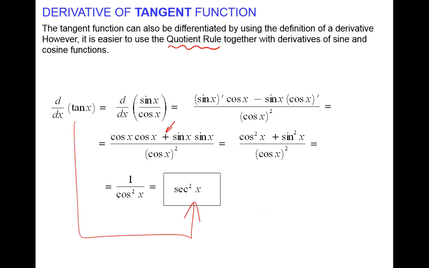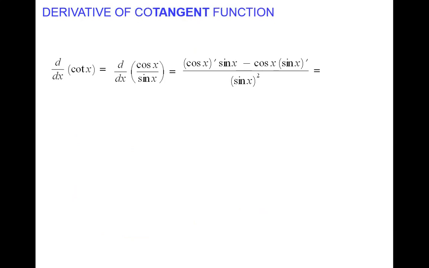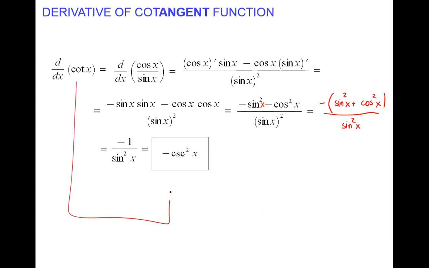Okay, cotangent, cosecant, and secant work the same way. That means I don't have to really explain. I will just show you the steps. Cotangent, cosine over sine, quotient rule, differentiation, simplification. I can factor out the negative. That's the reason that we're getting -1. And negative cosecant square. That means the derivative of cotangent is negative cosecant square of x.